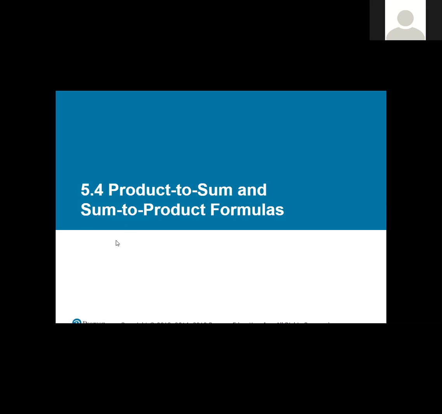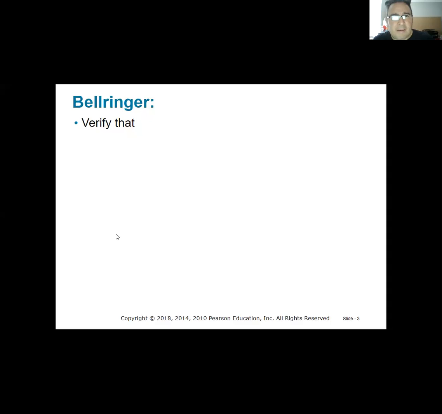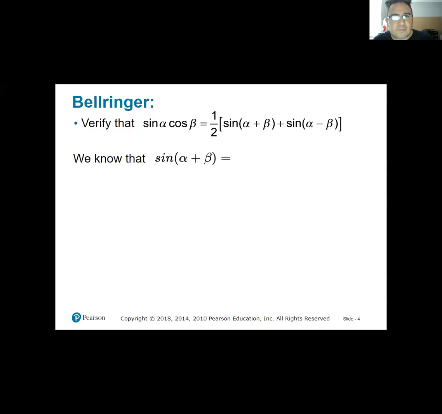Okay. We have our bell ringer, which is, go ahead and copy that down. Verify that sine of alpha times cosine beta equals 1/2 the quantity sine alpha plus beta plus sine alpha minus beta. Okay, so that's what we're asked to verify. Go ahead and copy that down.